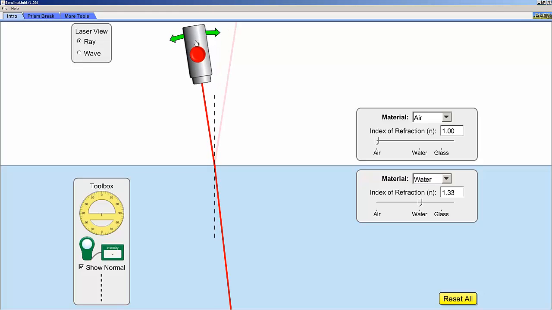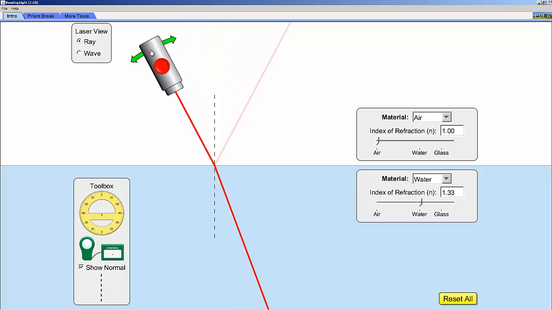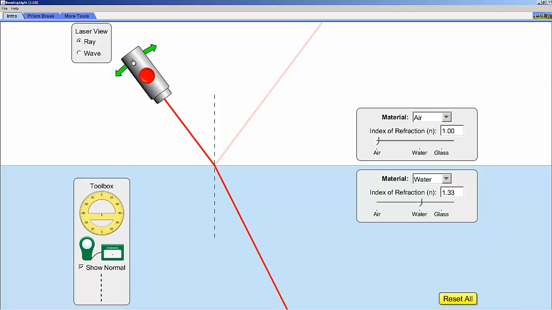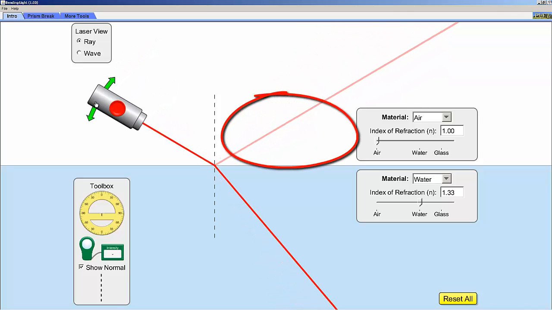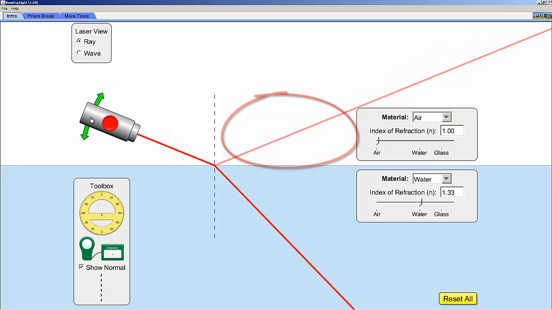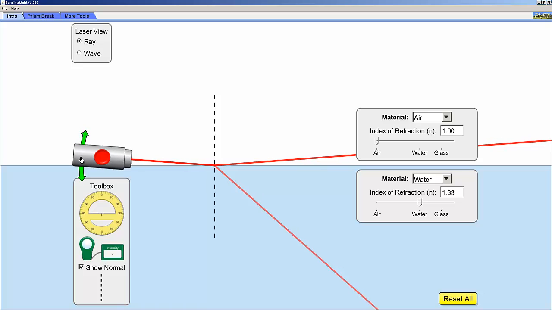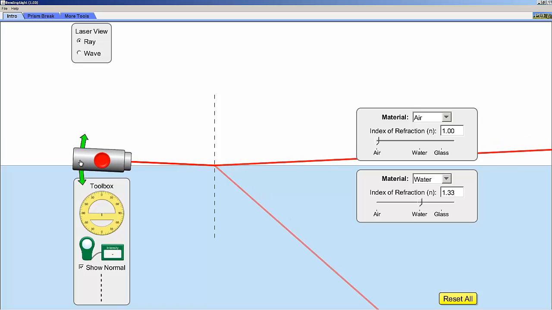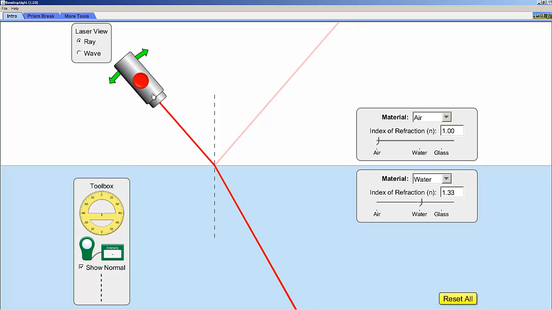of incidence. So we're going to move this down, and what we're going to notice is that the reflection gets more and more pronounced. We see the intensity of that beam getting more and more intense as we come down, and at some point we have a situation where the beam is almost all reflected and very little of it's refracted.